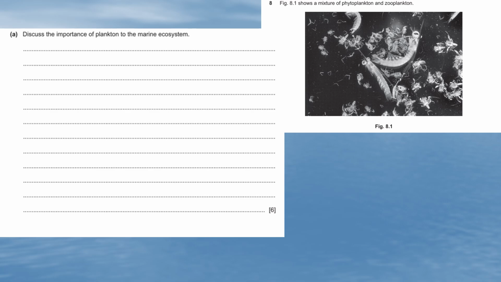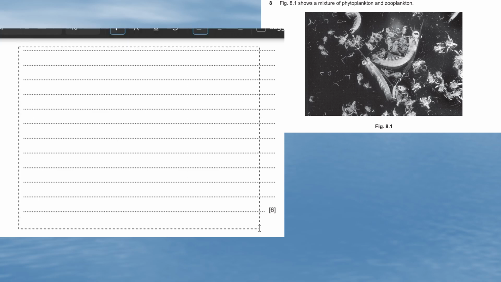So here we get one of the big 6-point questions. Discuss the importance of plankton to the marine ecosystem. And here I had some students write that phytoplankton absorb sunlight, so they are important. And that's correct. But since we need 6 points, we need to come up with at least 6 different parts. So I will write something like this.